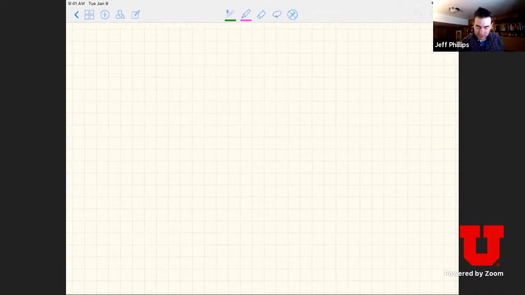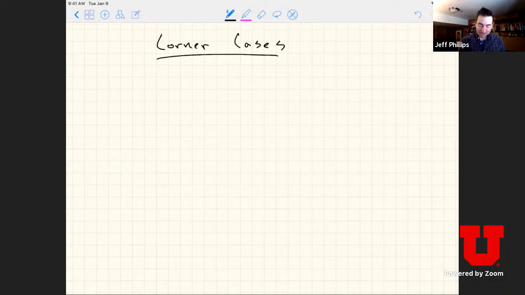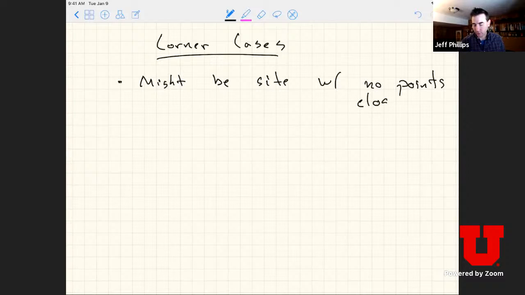Well, as long as I'm here, I want to mention a couple of corner cases. I guess I'm here all day. So, a couple of corner cases. This is why I might not have you implement it in this class. There might be a site with no points closest to it.